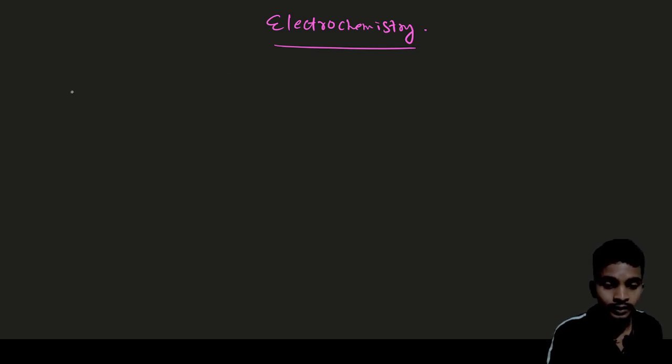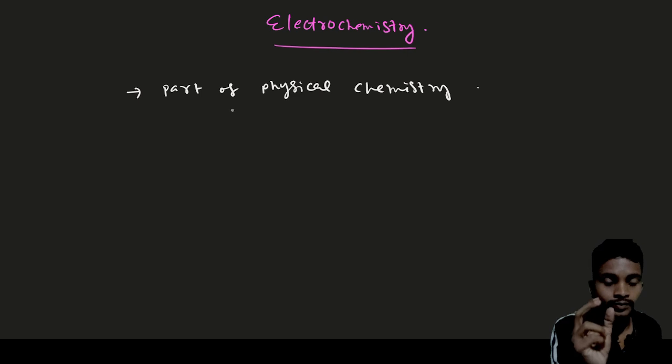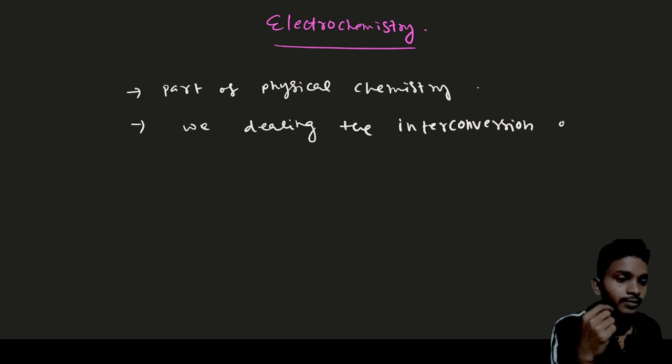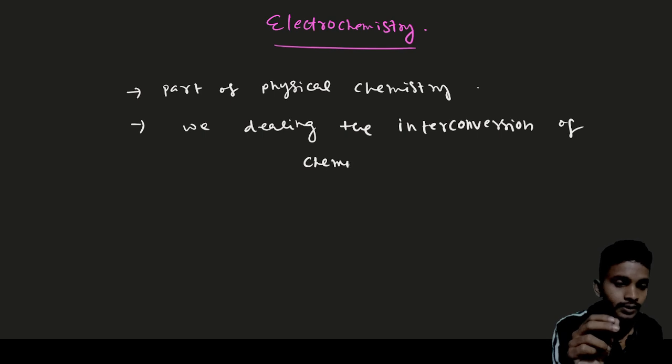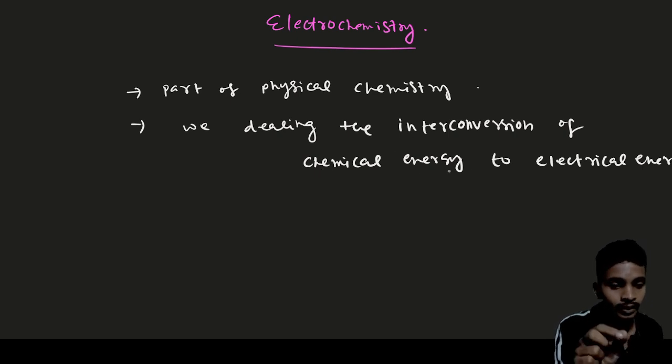So this chapter is electrochemistry. This chapter, electrochemistry, is a part of physical chemistry, where we are dealing with the interconversion of chemical reactions or chemical energy to electrical energy. So, interconversion of chemical energy to electrical energy.